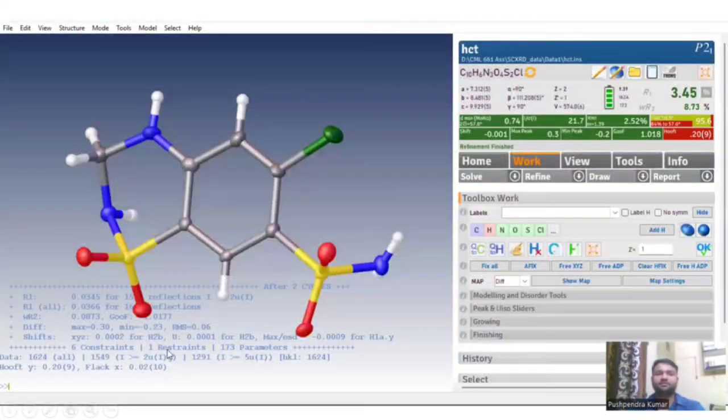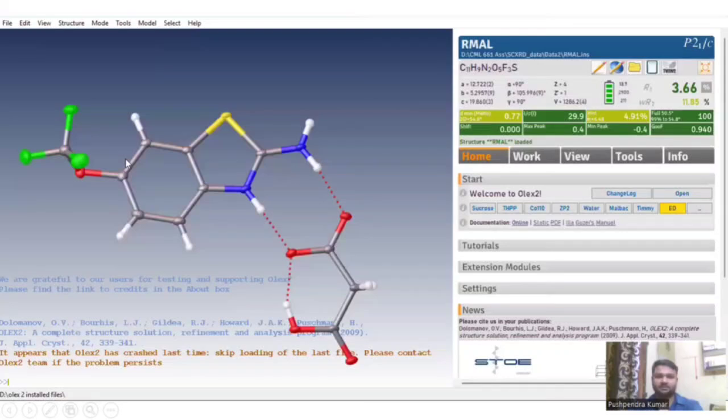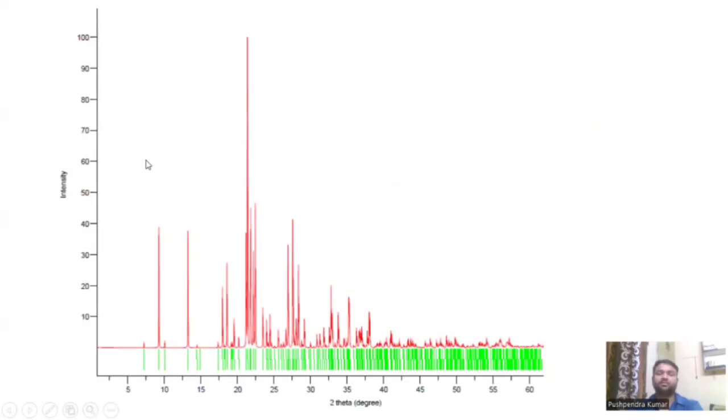These are the compounds that we have solved with the software Olex2, and this is the unit cell corresponding to this structure. This is another compound that we have solved, and this is the unit cell corresponding to it, and this is the PXRD data. So we learned in this video how we got this information by solving the single crystal XRD data.